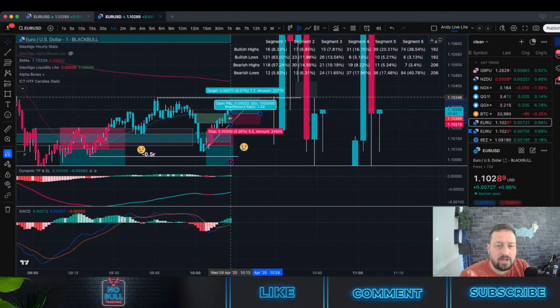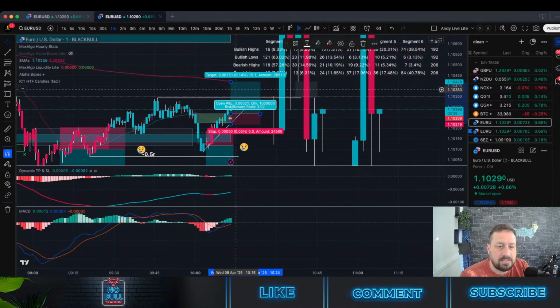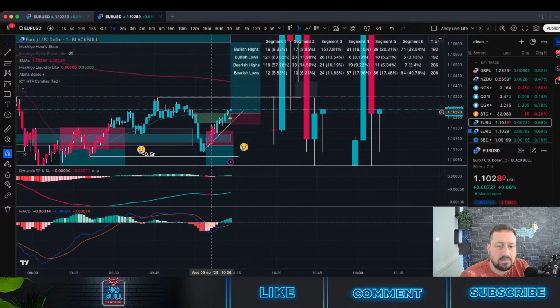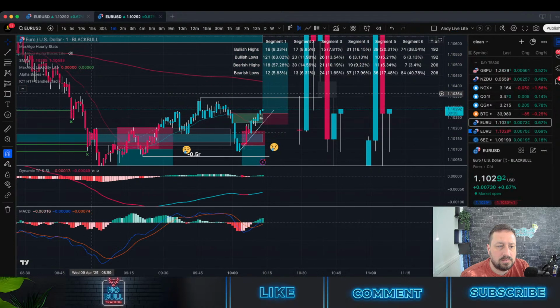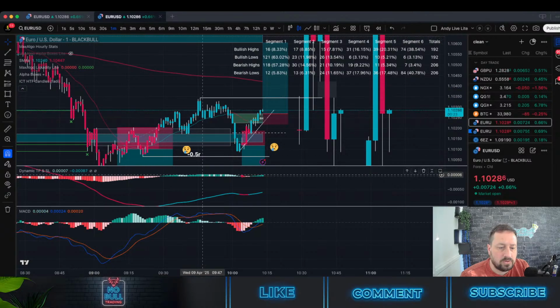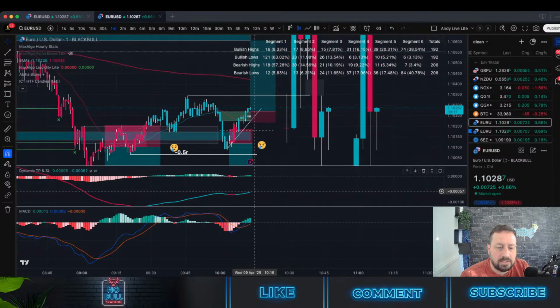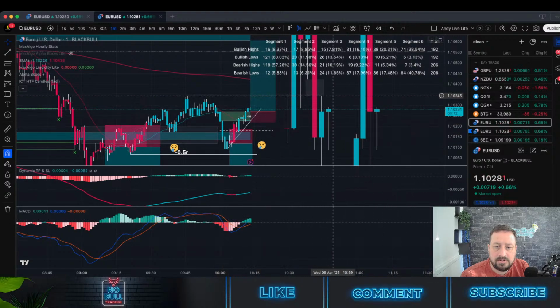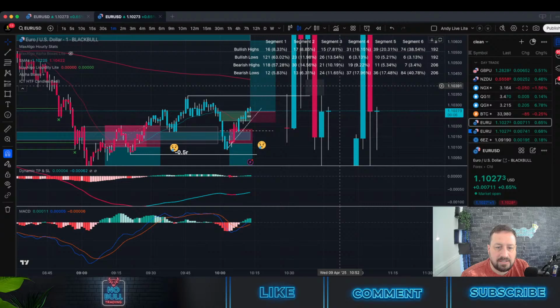So here's 1.5. Here's the 3R that ideally I was talking about that I need. Here's possible runners. I am still conscious that we're under on here, but obviously MACD is coming back above. Could just come up into this fair value gap, possibly.